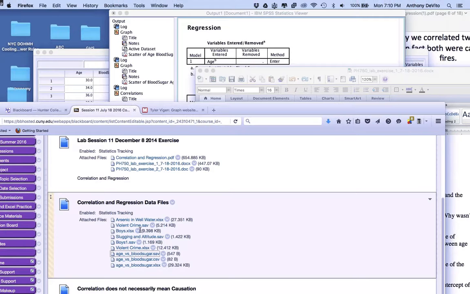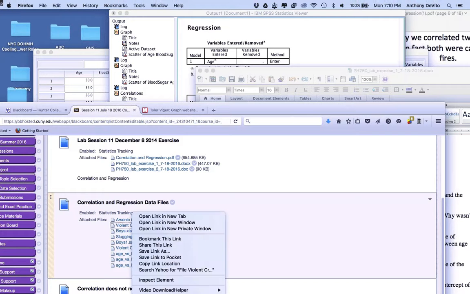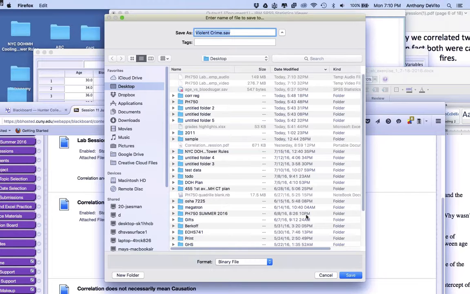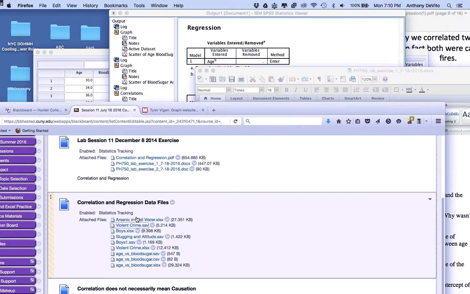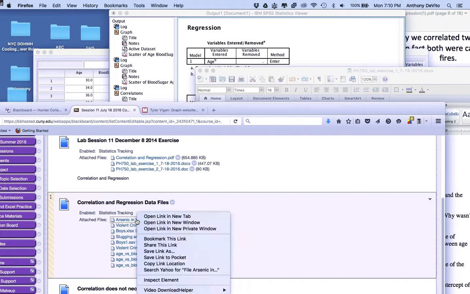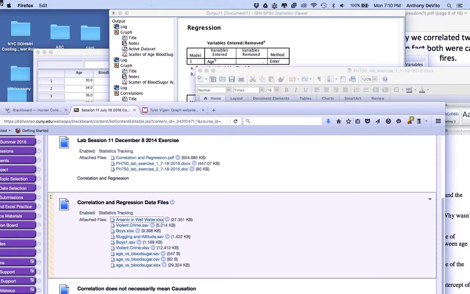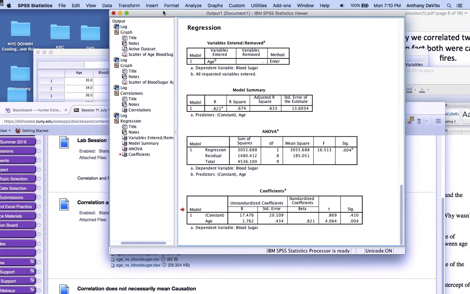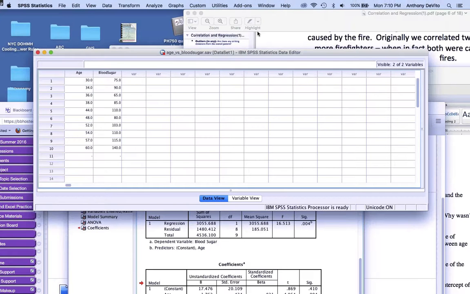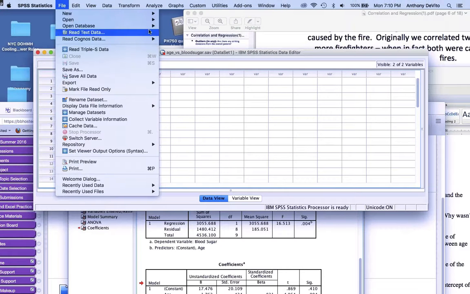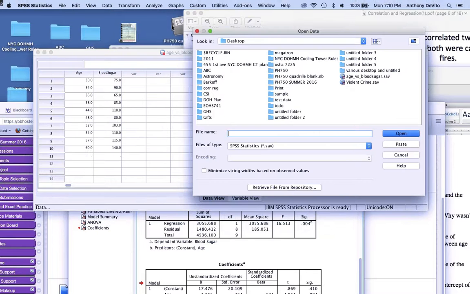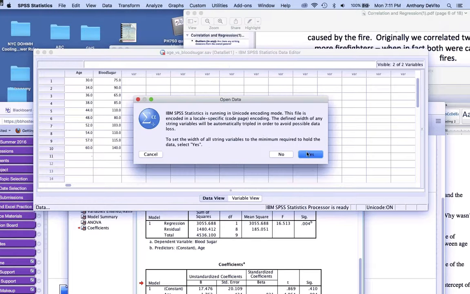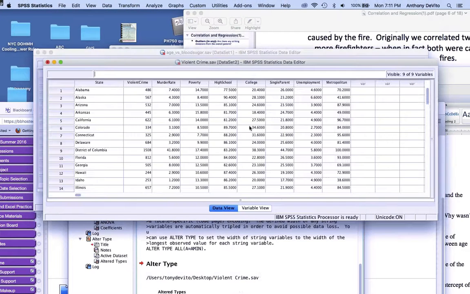And let's see, I think we got, how about violent crime? I'm not sure what's in there. Actually, I'm going to download two of them. Save link as desktop. Okay. And let me open up that data file. Okay, so let's see. Open data. Okay, and I'm going to go violent crime.